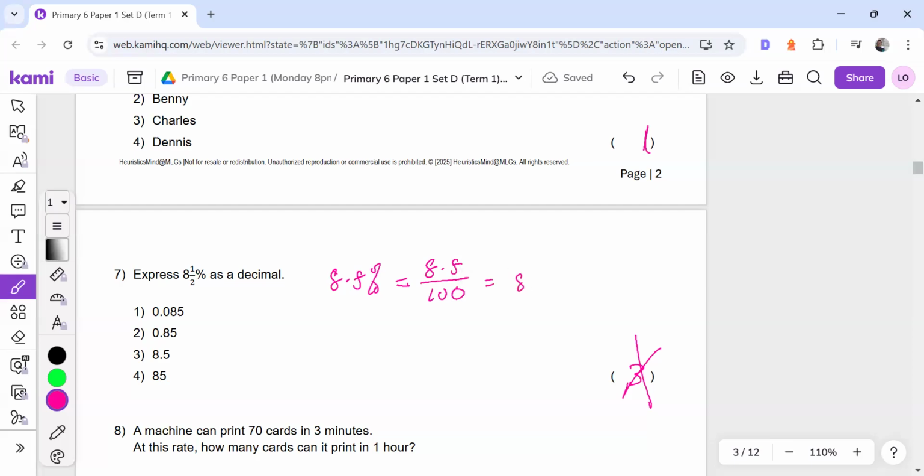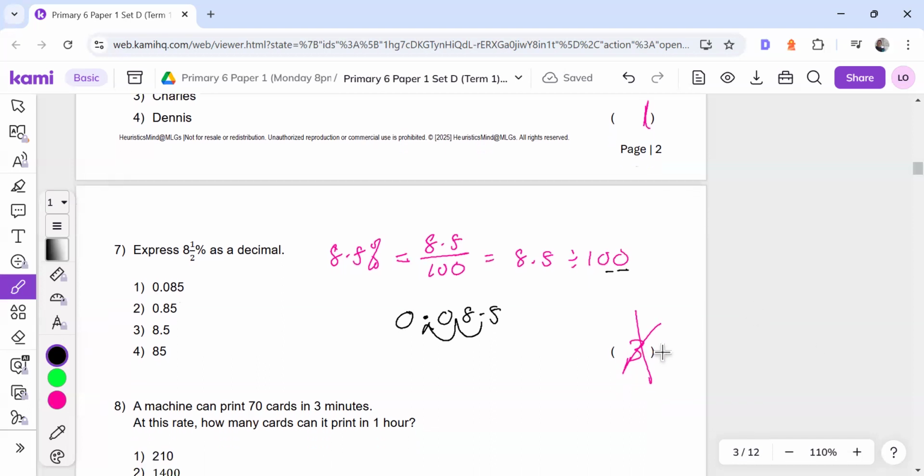Well, 8.5 over 100 is also 8.5 divided by 100. Okay, then you shift the decimal point. So your fraction is also like dividing. So you shift 8.5, 1, 2. Shift the decimal point to the left 2 times. Put the 0 in the basket, the arrowhead, decimal point, and the 0 in front. So your answer should be 0.085.